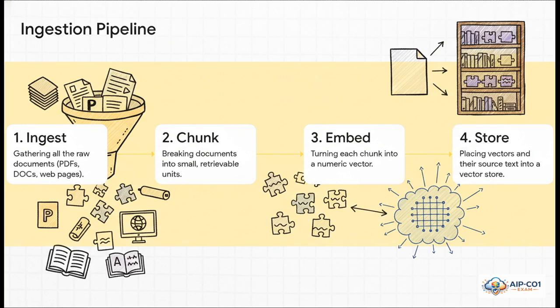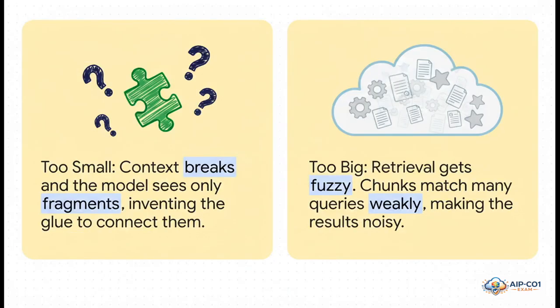The next step, embed, is absolutely crucial. This is where we turn each chunk into a series of numbers, called a vector, that captures its meaning. Think of it like a unique GPS coordinate on a giant map of ideas. And finally, you store all these vectors in a special database, called a vector store, which is basically our AI's high-tech library.